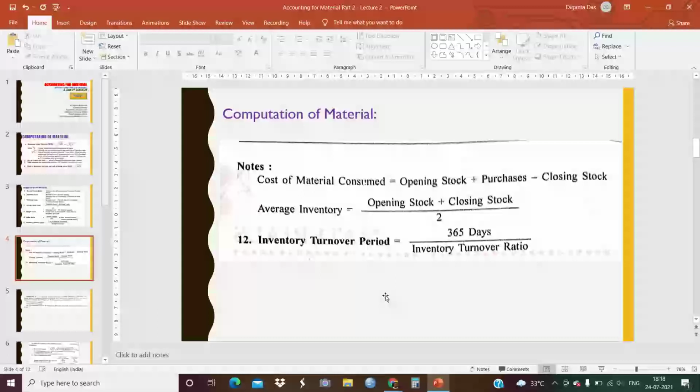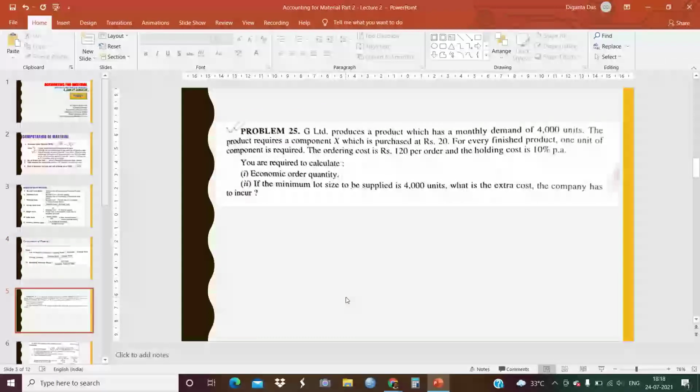So let's take an example. G Limited produces a product which has a monthly demand of 4,000 units. The product requires a component X, which is purchased at Rupees 20. For every finished product, 1 unit of component is required. The ordering cost is 120 per order, and holding cost is 10% per annum, that is 10% of 20, the cost of material. You are required to calculate economic order quantity.